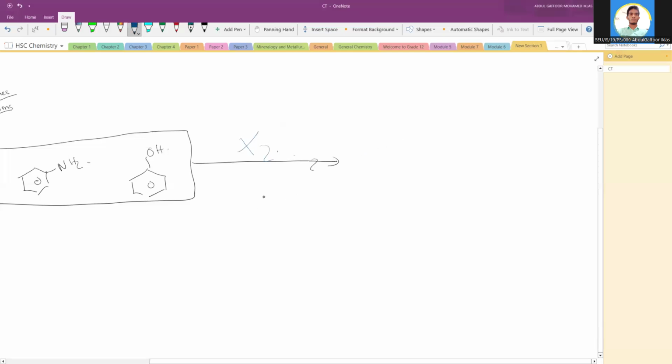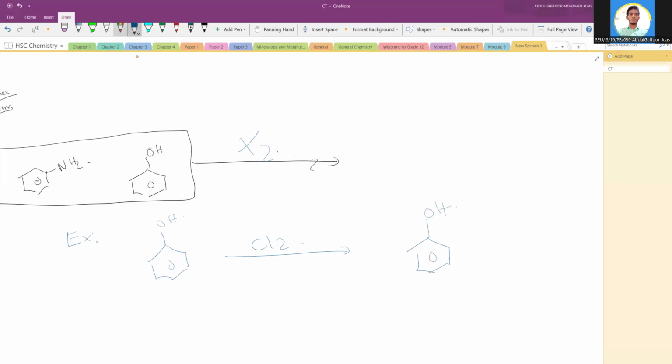So for example, now I will draw an example. If you take this benzene OH and you put Cl2 gas, the product will be like this. Here OH is there, and if you put Cl2, now in the ortho, para, and meta positions, have you heard about this ortho, para, meta?